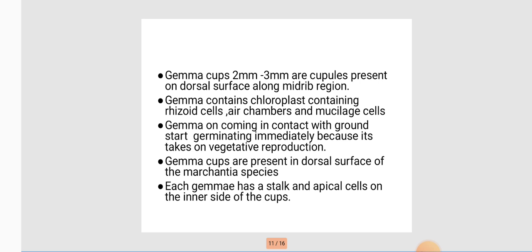Gemmae, on coming in contact with the ground, start germinating immediately because they serve vegetative reproduction. The gemmae are present only on the dorsal surface of Marchantia and also in Riccia and other Marchantia species. Each gemma has one stalk and apical cells, and notches are also present on the inner side of the cup-like structure. In the gemma cup, two or three gemmae are present.